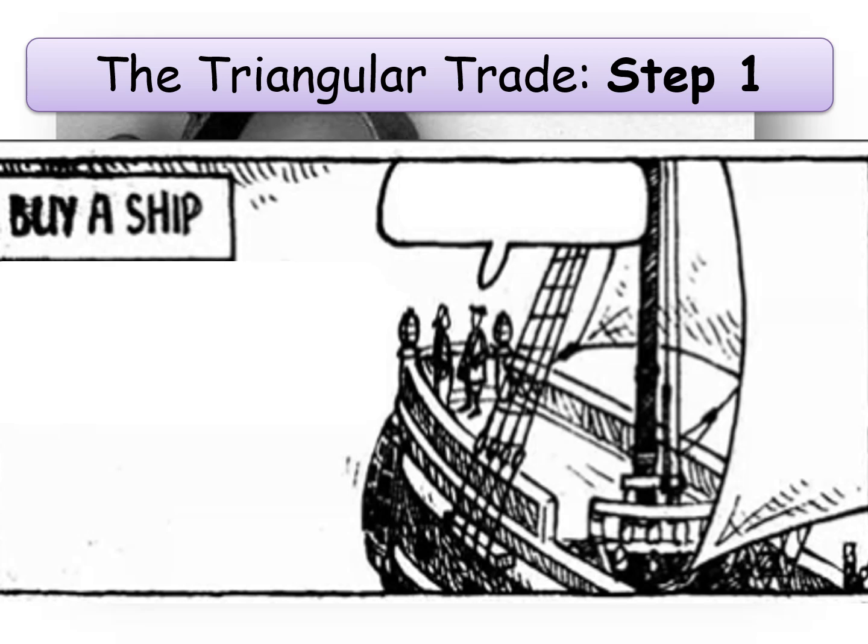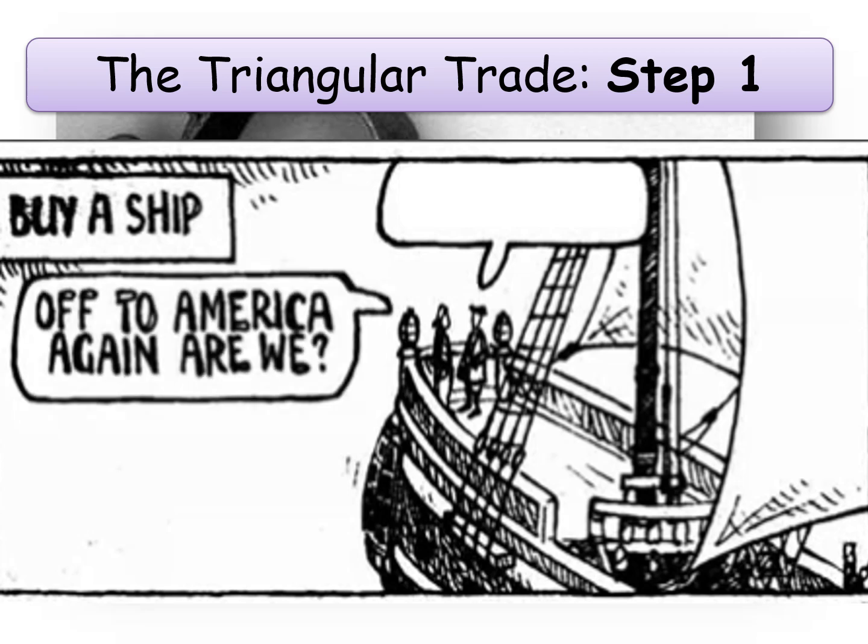So let me give you a little cartoon reenactment, so to speak. How did the triangular trade route really work? First of all, someone would buy a ship. You go to the king and queen, ask for money, ask for financing to buy a ship. They say, okay, we're going to help you, in terms that you're going to pay us back with a huge interest rate, because we're financing you. So you buy a ship, and then you are off to America. All right, we're going to go to America and see if we can turn a profit ourselves.